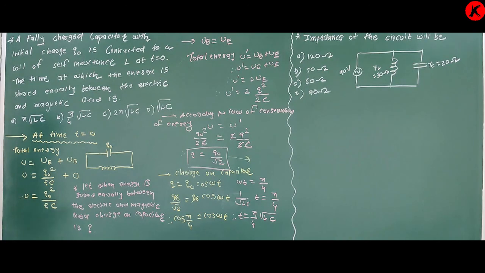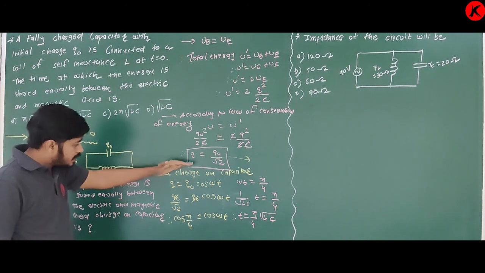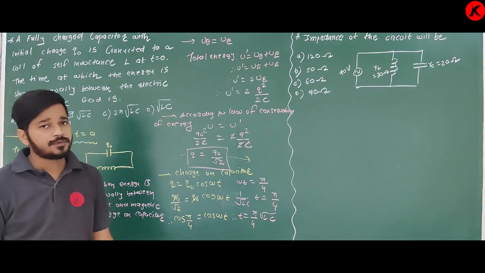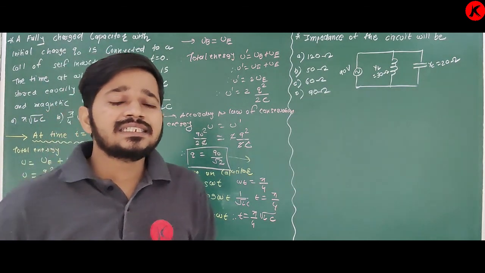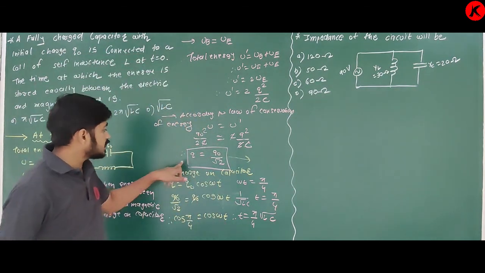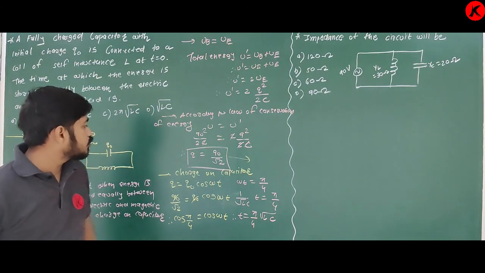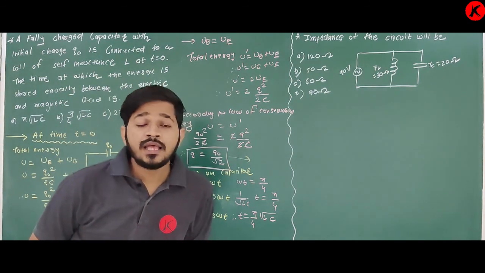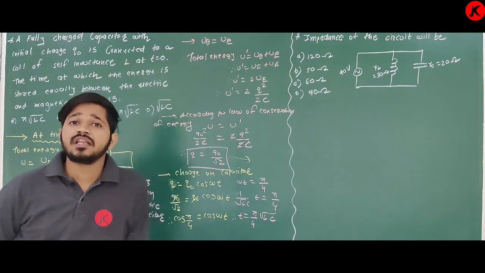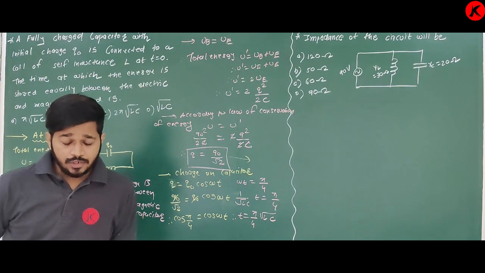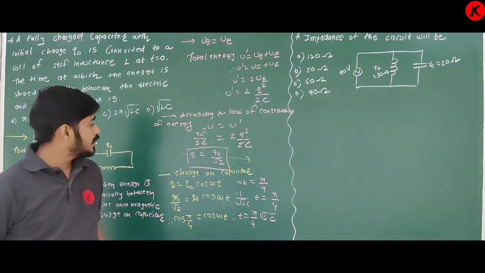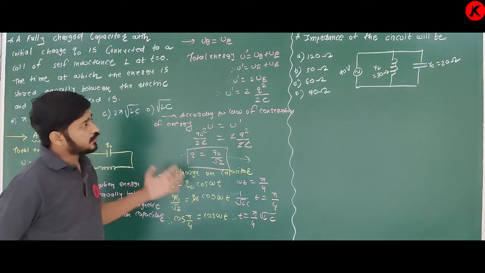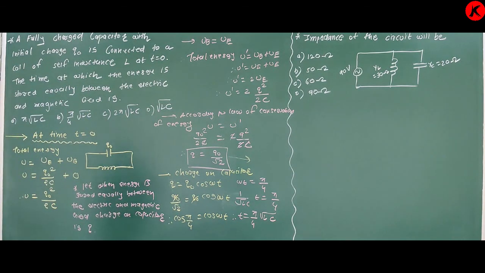Again, you have to remember the concept. If you know this directly, then you just have to remember this point: whenever energy is equally stored between capacitor and inductor, the charge on the capacitor Q is equal to Q0 upon root 2. Similarly, you can also obtain the relation for current, but this is the most important one. Now, next question.